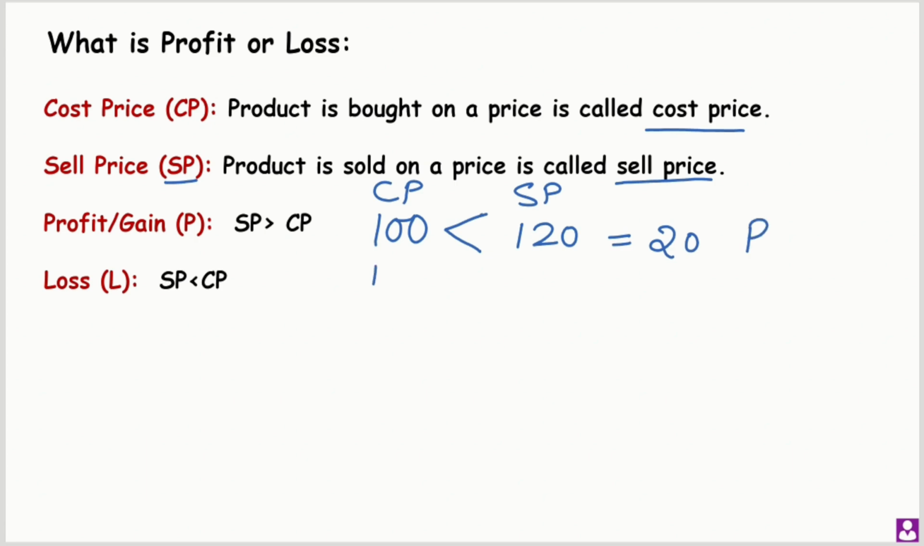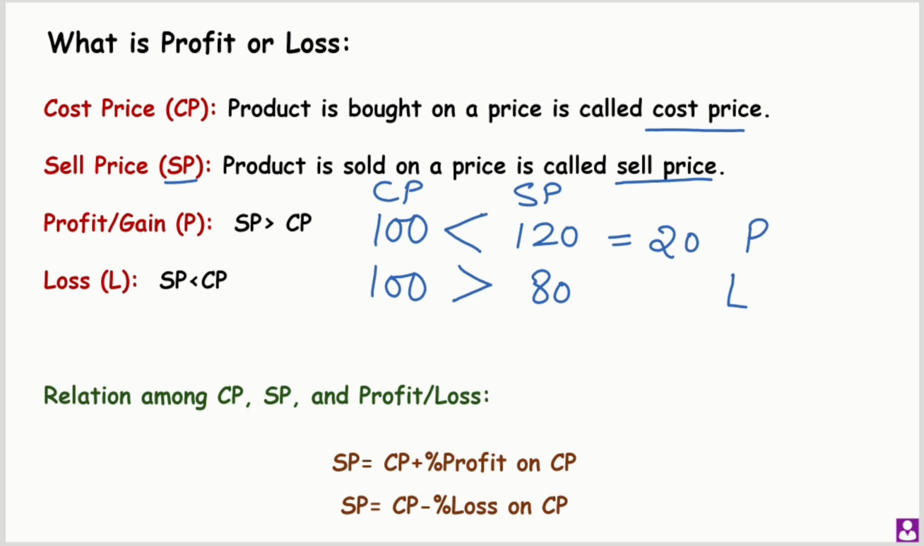If we buy something at the cost of 100 rupees and we sell it at 80 rupees, the cost price is greater than sell price. So it's a loss. Now here we will see the relation among cost price, sell price and profit or loss.